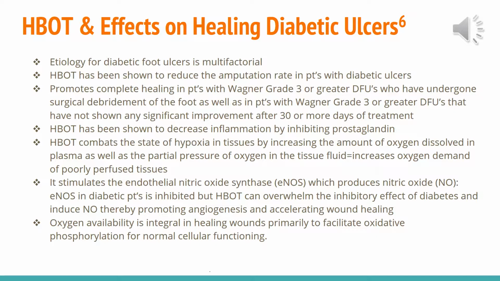It's also been shown to decrease inflammation by inhibiting prostaglandin, and it increases the amount of oxygen within poorly perfused tissues. So it combats the state of hypoxia. And in order to select patients for this type of therapy, various objective vascular evaluation methods have been done, such as capillary perfusion pressure, transcutaneous oximetry, and more.